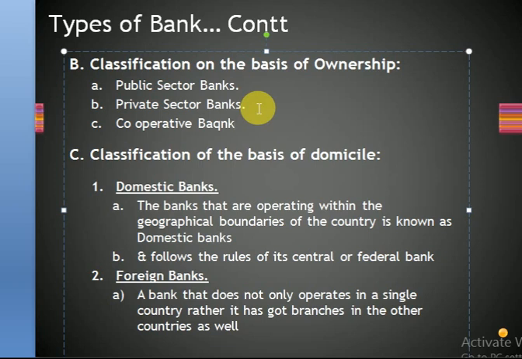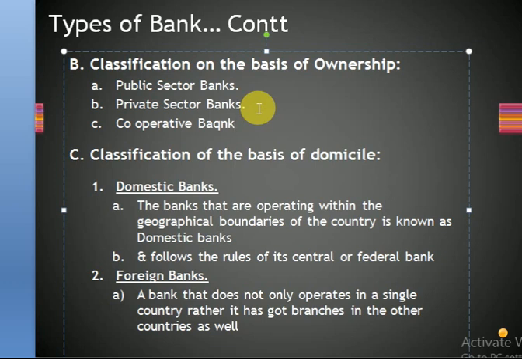Third one is cooperative bank. Cooperative banks are established mainly to provide short and medium-term loans for rural development areas. Unfortunately, in Afghanistan, we don't have cooperative banks. But in Pakistan, these banks are set up under the Cooperative Societies Act of 1925.